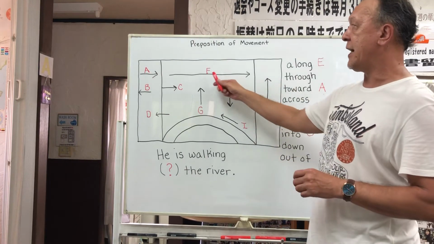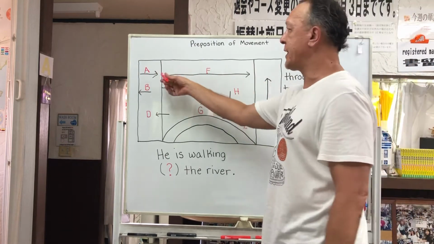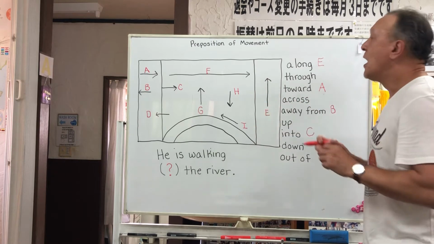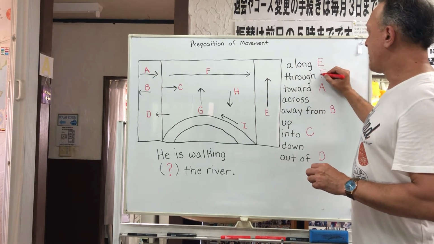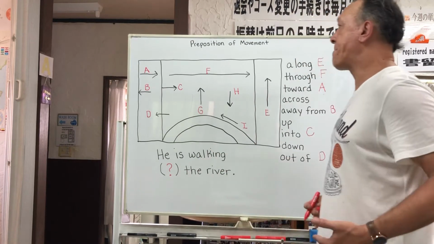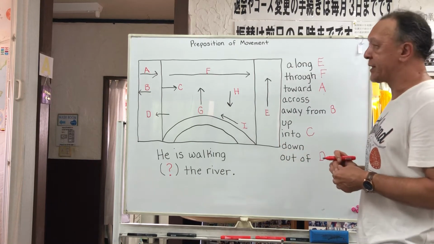Let's look at F. In the river, not from outside, but in the river, he is walking through the river. Through. So he's walking in the river. In the river is okay, but through, because it's a movement.